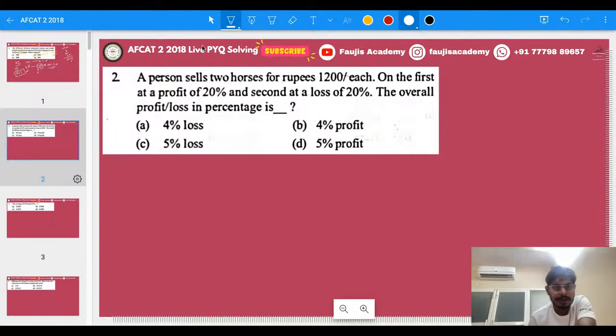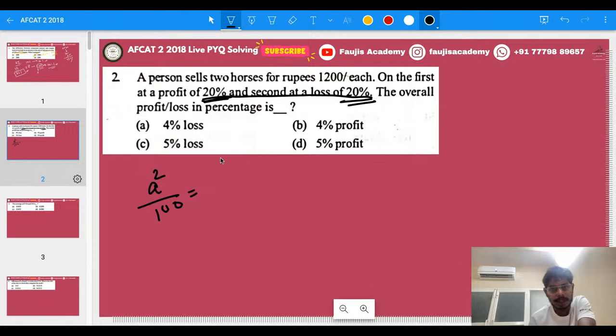All right. A person sells two horses for 1200 rupees each. On the first, he gains 20% profit, and on the other one he gets a loss of 20%. Same amount of profit and same amount of loss. Is the net loss x squared by 100? There is an equal amount of profit and loss.